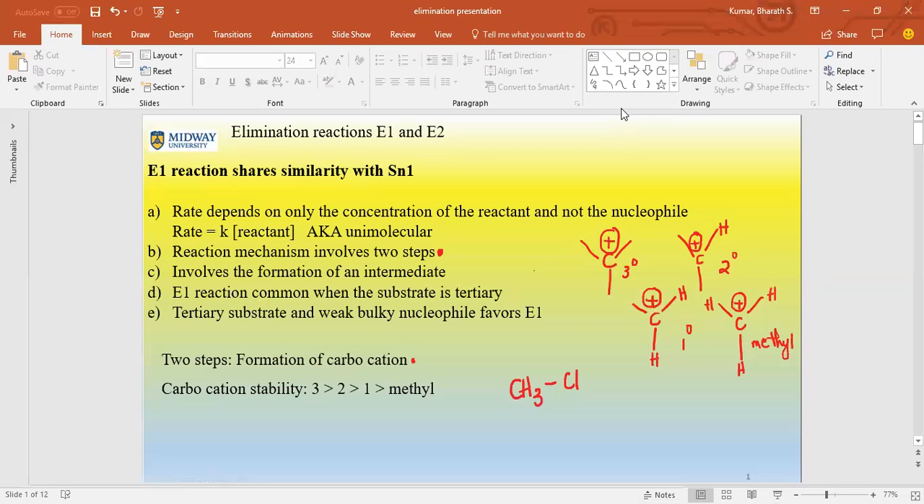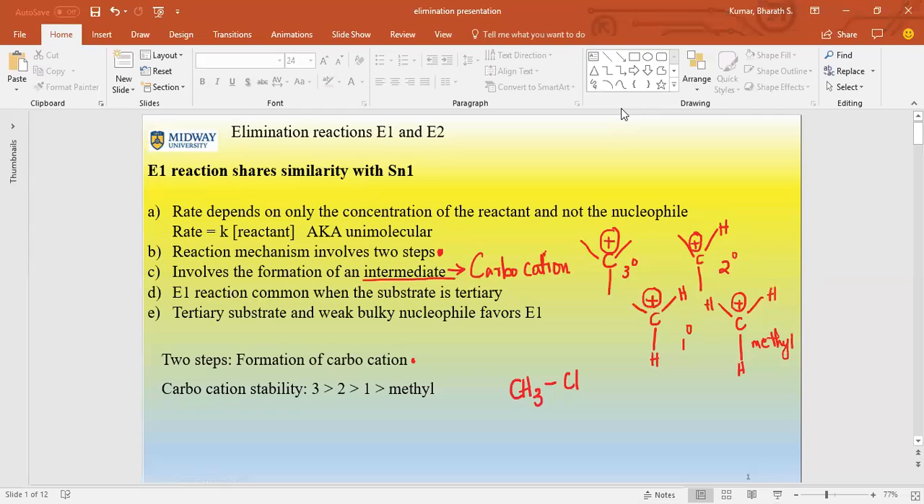Just like an SN1, an E1 also involves the formation of an intermediate. Now, what is the intermediate? The carbocation itself is the intermediate. So let's write that down. The intermediate is the carbocation. Now, all this I've said for SN1. If you're not sure, you can go back and watch the video again.